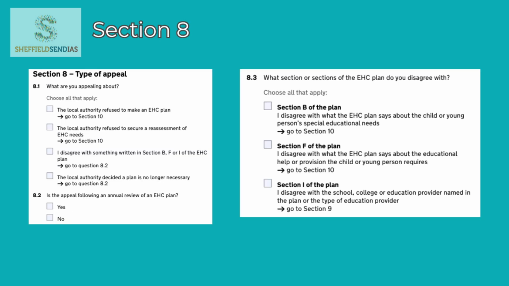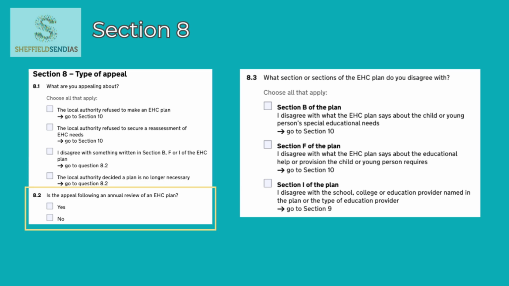Section 8 is where you say what you are appealing. There are lots of options to tick here, so it's important to check each of them and make sure you're ticking the one relevant to your appeal. The first section gives you broad options. The local authority refused to issue an EHCP. The local authority refused to secure a reassessment of your child or young person's needs. You disagree with something written in Section B, F or I of the plan, or the local authority has decided the plan is no longer necessary. You can only tick one box here. The box you tick determines which question you move on to.